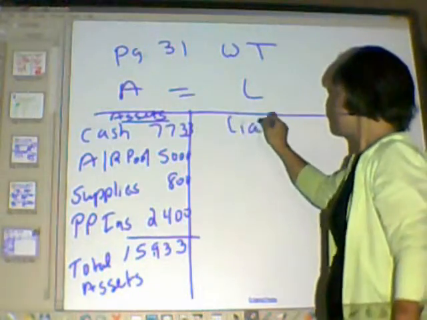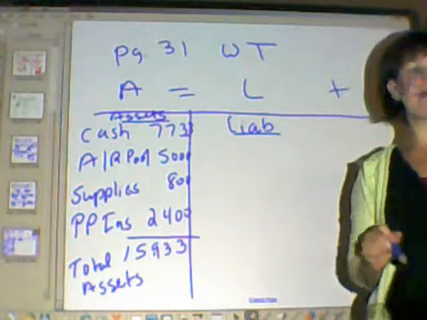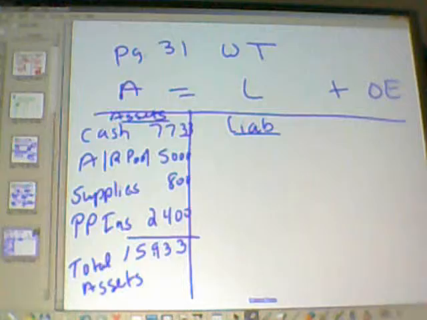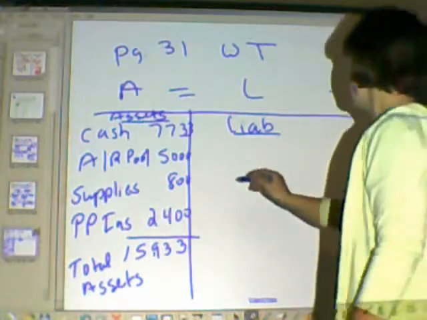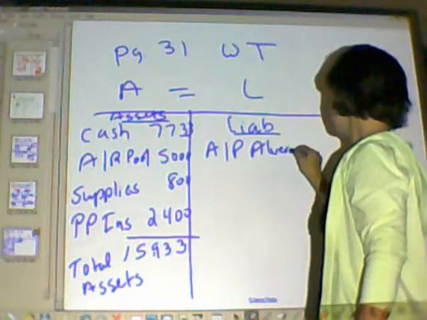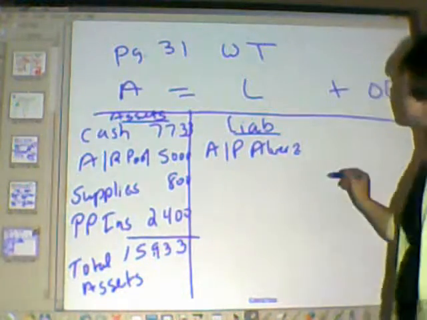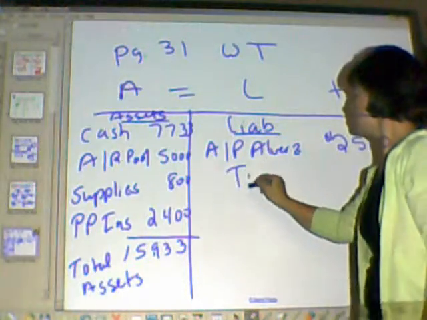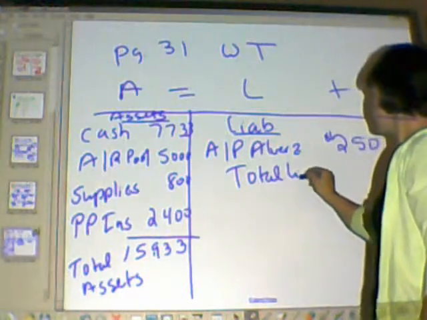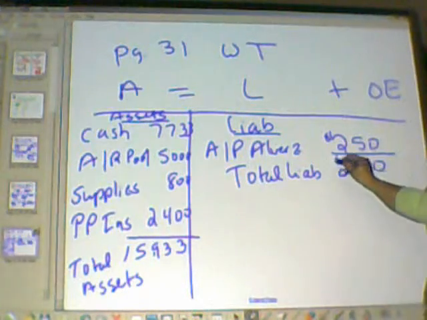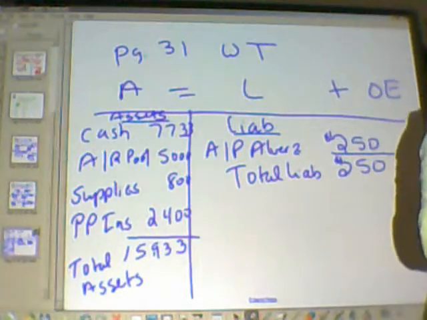We're going to keep ourselves organized. Now let's list this as liabilities. You can abbreviate. How many liabilities do they give us in working together on page 31? One. Who is it? And how much is Alvarez? $250. What's our total liabilities? Put a line there so that I know that's an equals. We'll talk about equal lines in just a moment.